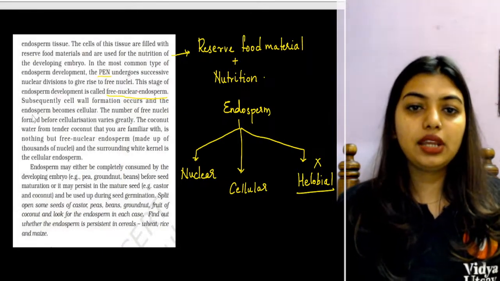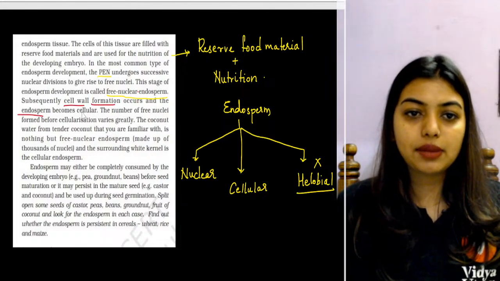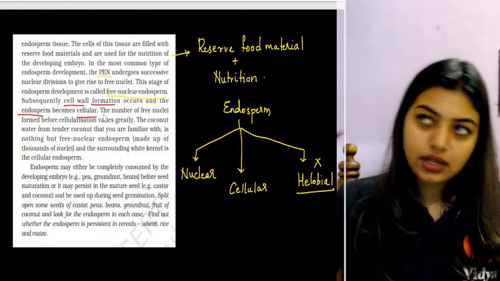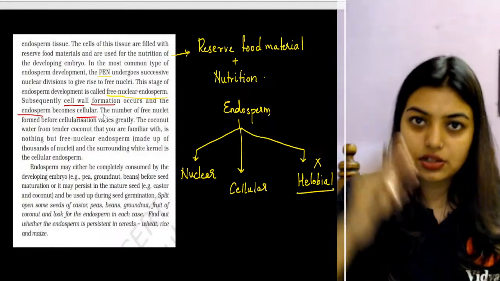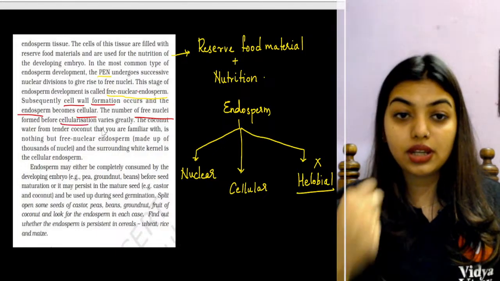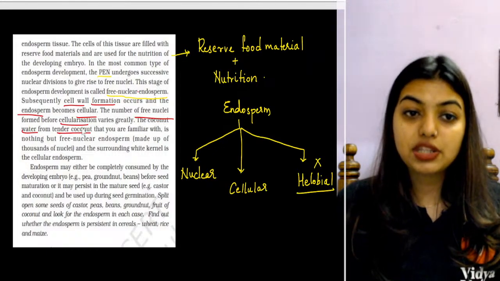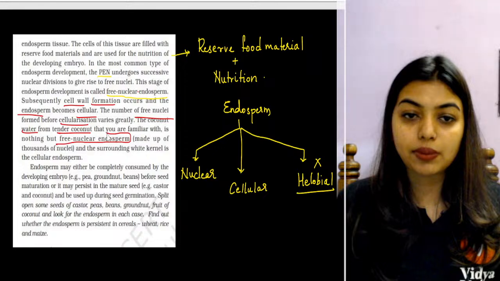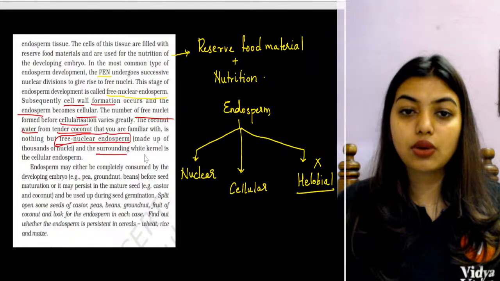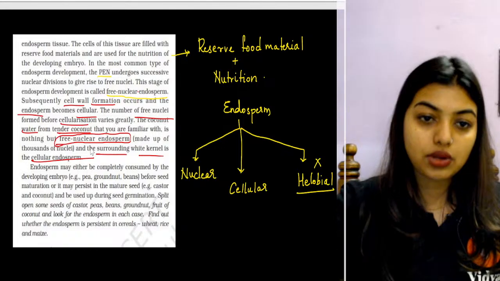Free nuclear endosperm. Subsequently, cell wall formation occurs and the endosperm becomes cellular. Understood? Till that last stage, endosperm was there, then slowly cellular division started coming. The number of free nuclei formed before cellularization varies greatly. The coconut water from the tender coconut that you are familiar with is nothing but free nuclear endosperm, made up of thousands of nuclei, and the surrounding white kernel is your cellular endosperm. So in coconut you can see both nuclear as well as cellular divisions.